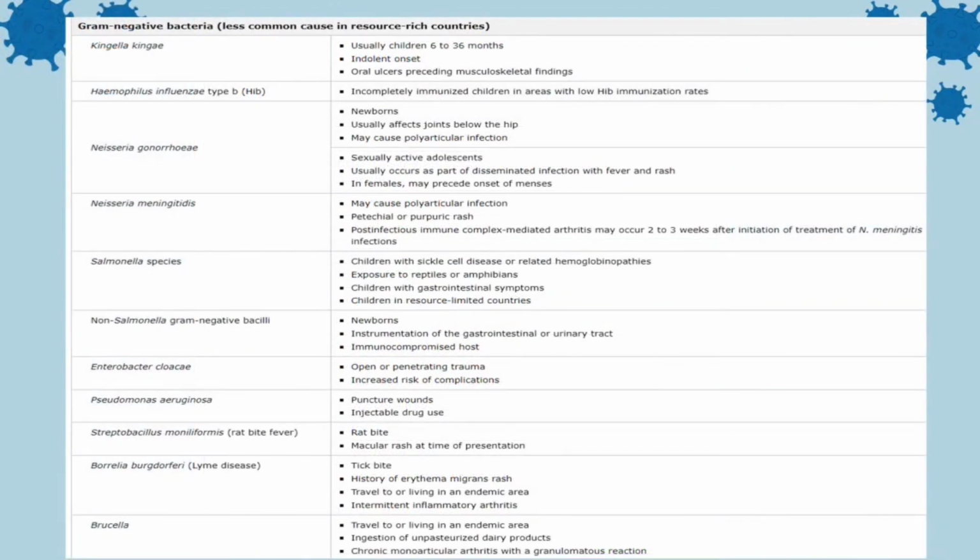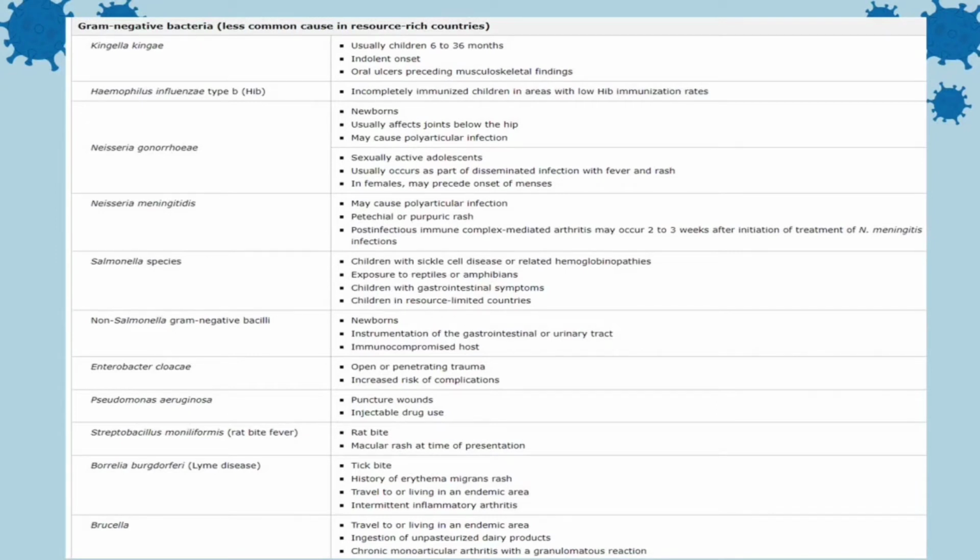These are the gram-negative bacteria that are the causative pathogens for some age groups or certain populations. For Kingella kingae, usually children 6 months to 36 months of age are affected, with an indolent onset and oral ulcers preceding musculoskeletal findings. For the HIB, this is for the incompletely immunized children in areas with low HIB immunization rates.